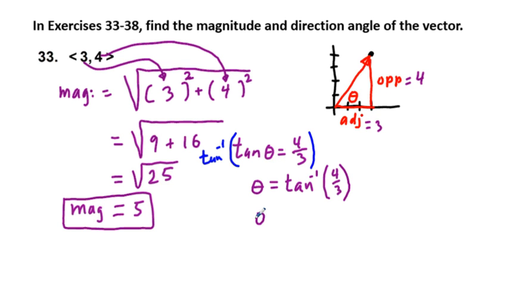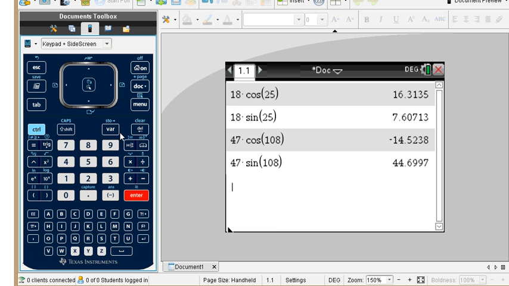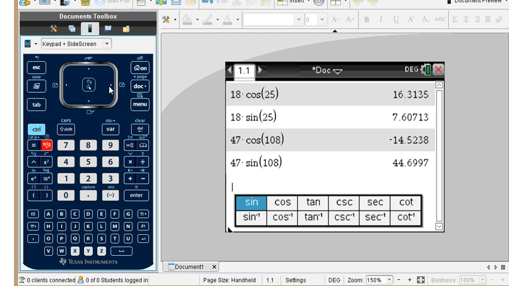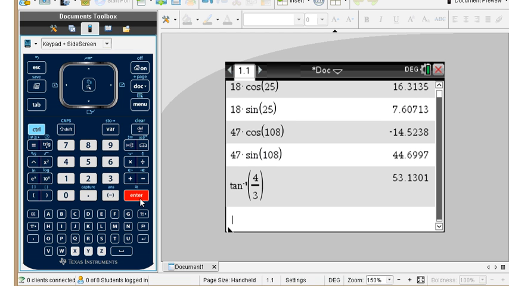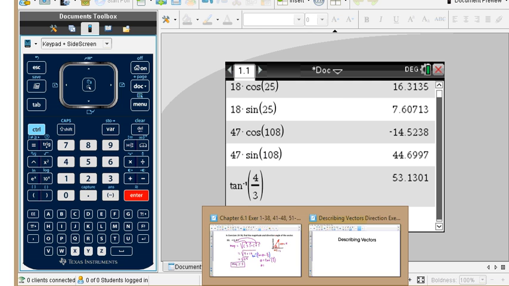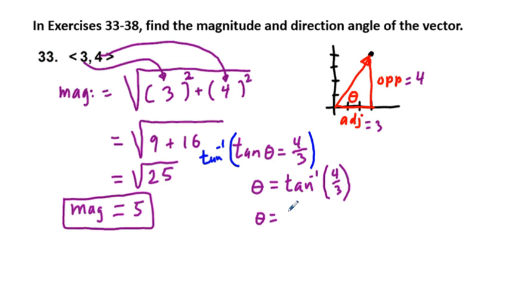And for that, we can go to our calculator. So we go to trig, go to the right to tangent, and down to inverse tangent, and that's going to be of the fraction 4 over 3, and for that we get 53.13 degrees. So here we go, 53.13 degrees.